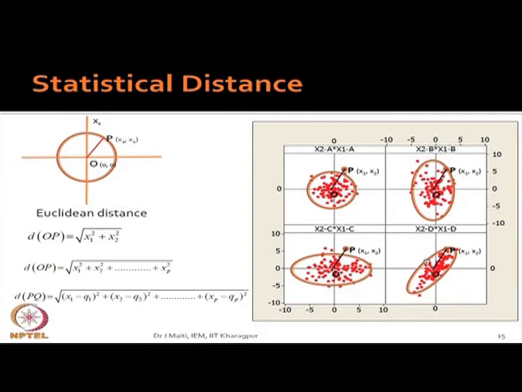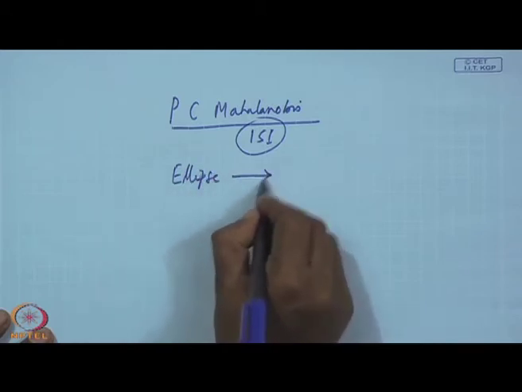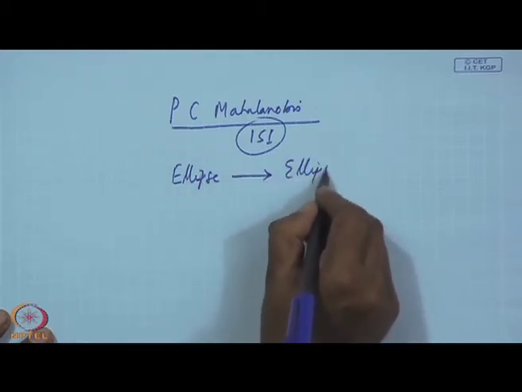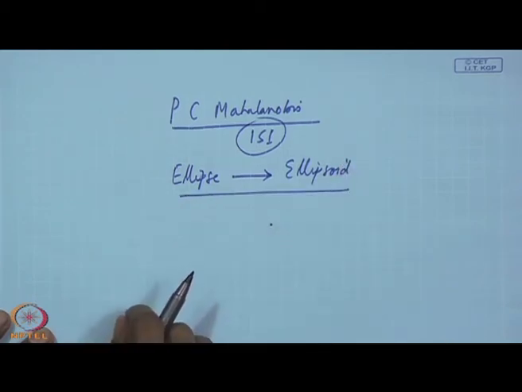Now, this is a bivariate case; think from a multivariate point of view. When the number of variables is more than 2, it will be difficult to visualize pictorially, but the points are there. So, the ellipse will become an ellipsoid, a hyperellipsoid.